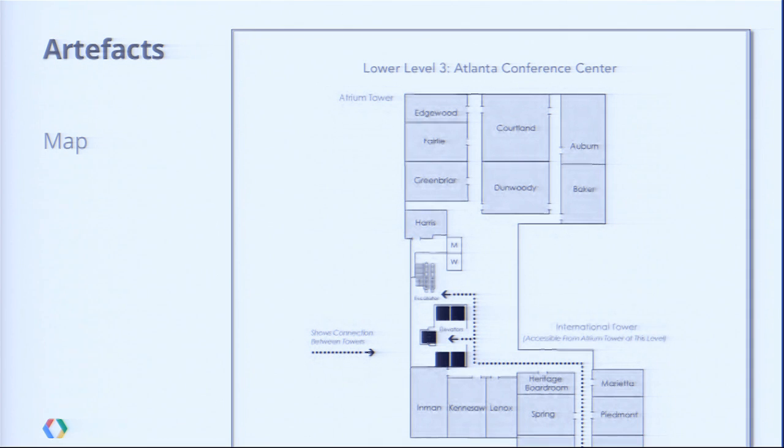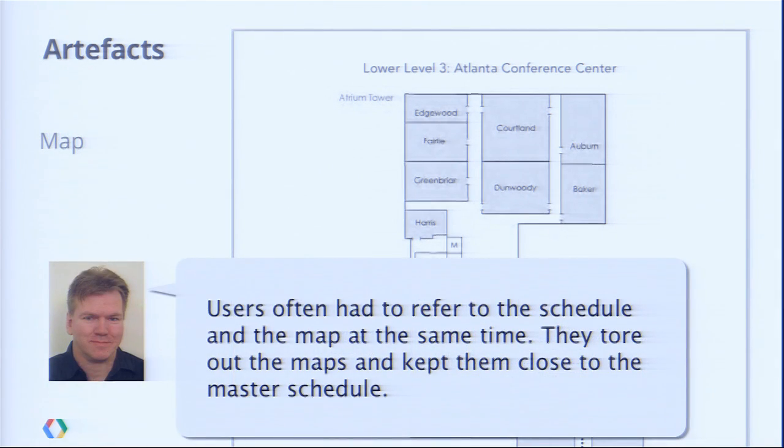Then we brought back a map, which is, of course, helpful to find your way around at a conference, find restrooms, exhibitions, and, of course, the session rooms of the talks that you're interested in. And I made an observation here that puts the maps in context with the schedule, because users try to keep them close. So those little cues can be really important if you construct an app.